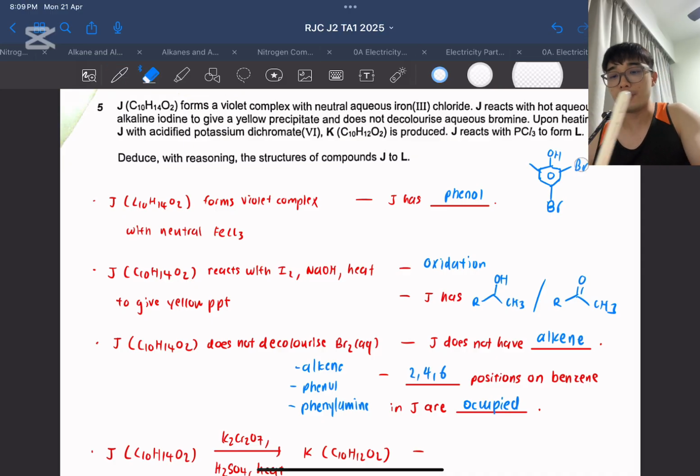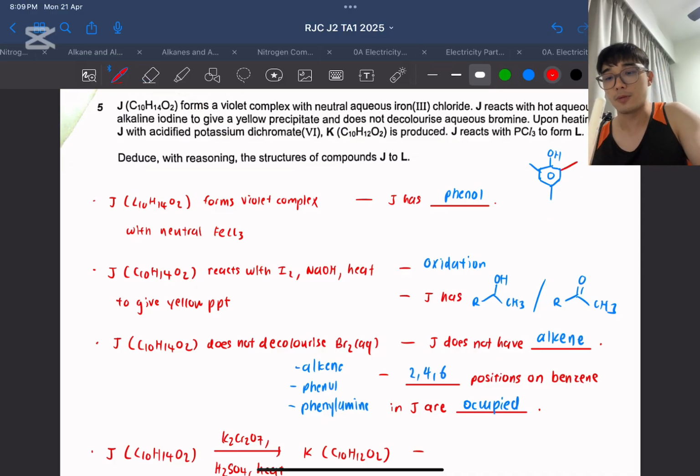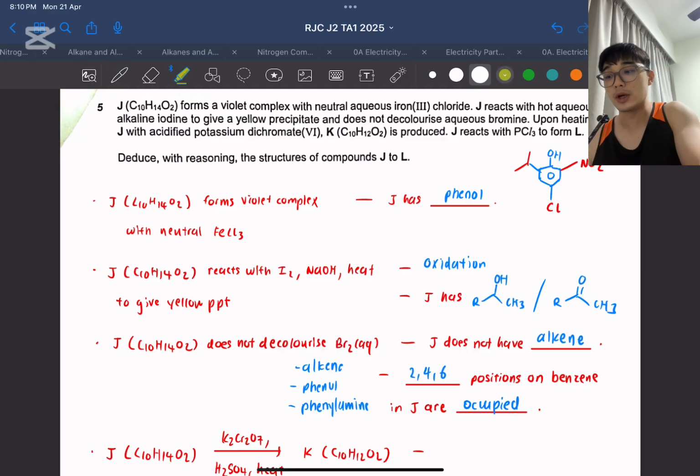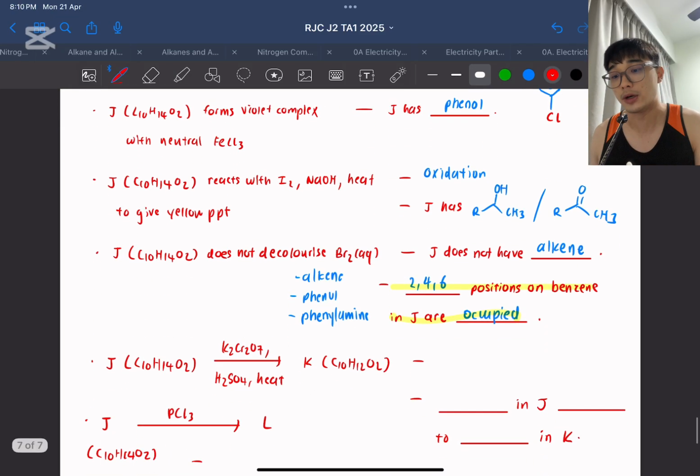So for example, if the 2,4,6 positions are occupied by other groups like NO2, maybe a Cl, maybe an alkyl chain over here, then Br cannot substitute at all. That's the only scenario where Br2 aqueous doesn't decolorize in phenol. This is ultra important. Go and take note because this allows you to determine your structure.